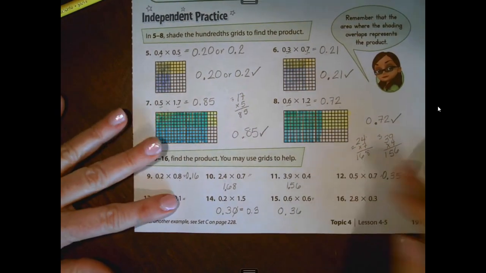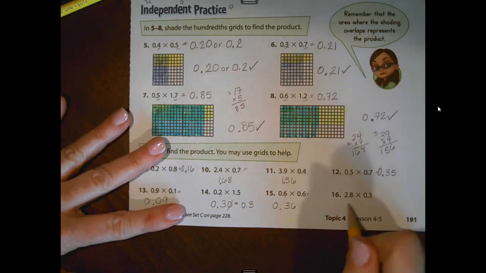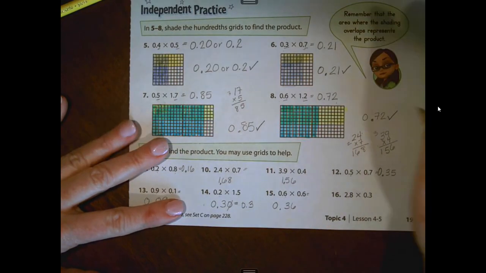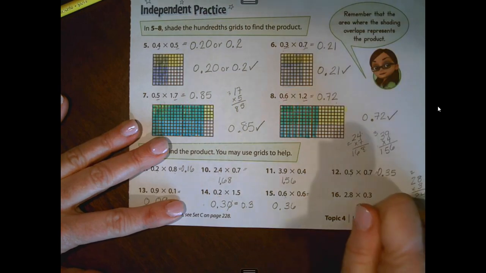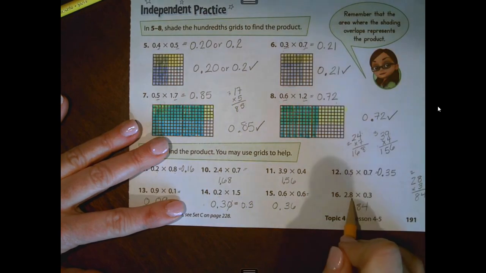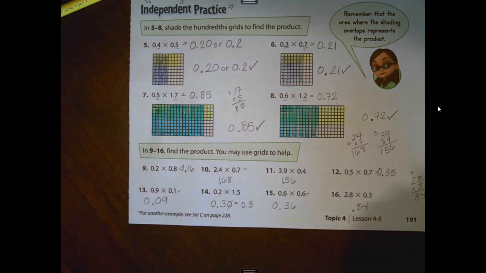All right. And the last one, 28 times 3 is how I'm going to multiply 2 and 8 tenths times 3 tenths. So 28 times 3 gives me 84. All right, I take a look. I've got one decimal digit in this factor, a second decimal digit in this factor. So that means I need two decimal place value digits in my product. So I get the answer 84 hundredths.